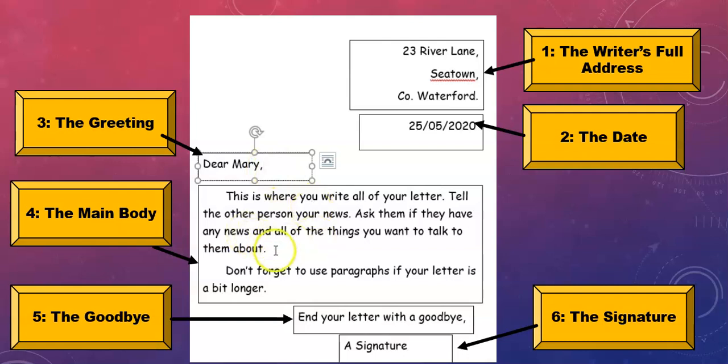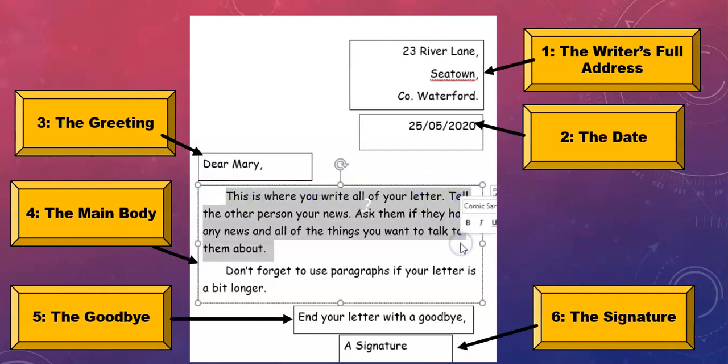Now, in this next box, this is the main body of your letter. This is where you write all of your letter, okay? You tell the other person your news, you ask them if they have any news, and all of the other things you want to discuss with them. Don't forget to use paragraphs if your letter is a bit longer. And remember how we said we were starting paragraphs? We would move in a little bit from the edge. So let's start doing that.